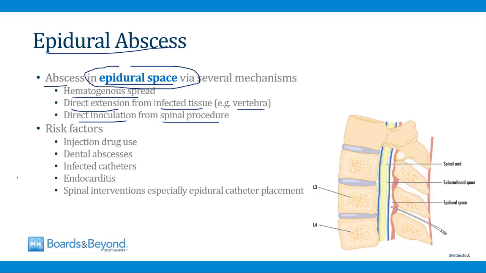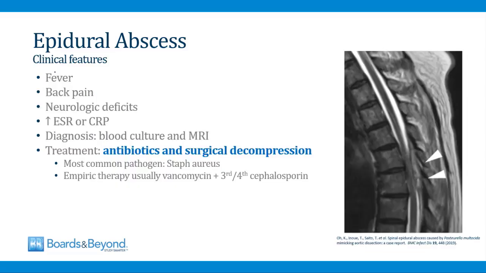Some of the important risk factors for epidural abscess are shown here. These include injection drug use, which can introduce bacteria into the bloodstream, also dental abscesses and infected catheters, which can introduce bacteria into the bloodstream. Endocarditis is a risk factor, and then patients who have spinal interventions, especially epidural catheter placement, are at risk for later developing an epidural abscess. The clinical features of epidural abscess include fever, back pain, and neurologic deficits. And so in any patient with back pain, if they have fever or neurodeficits, these are red flags that usually warrant imaging because the patient could have an abscess.